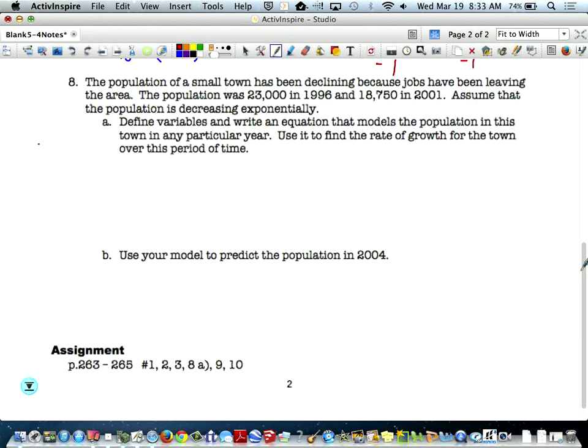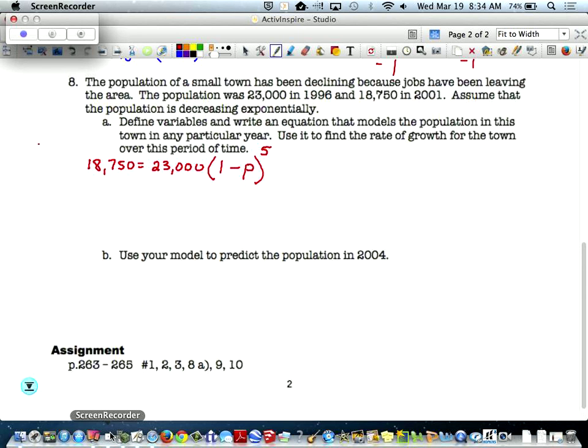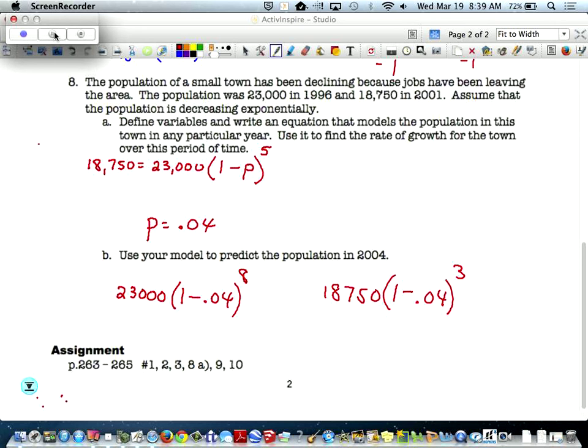So we started at 23,000. We ended up at 18,750. And it's 1 minus some p value raised to the 5th power. So if somebody's sitting near you, you get that number, and then we'll see if everybody got the same number. Well, anyway, there's the answers.